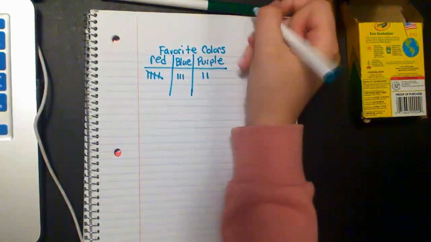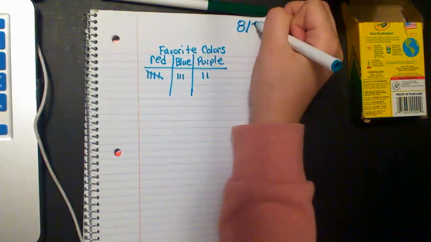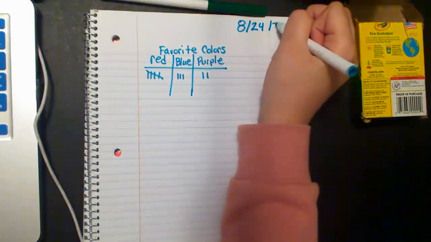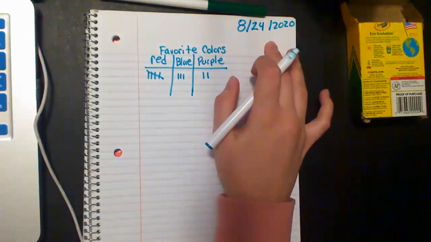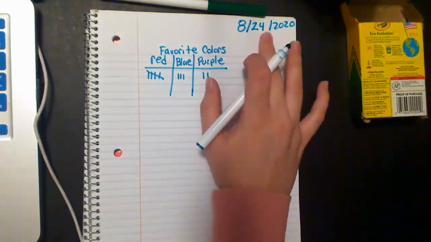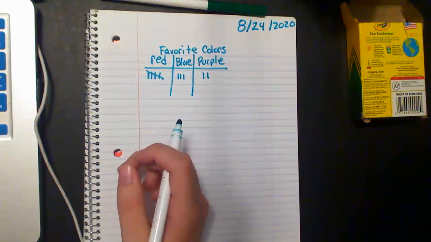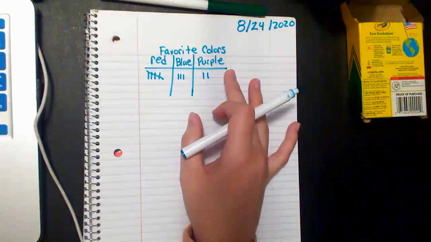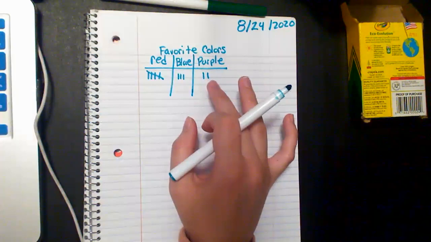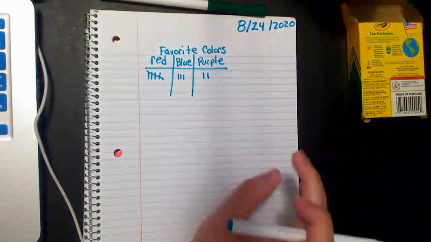So let's go ahead and write today's date, 8/24/2020. Okay, please write the date in which you do this assignment. Even if it's not this same day, please write the date in which you do it, and then please upload it when you finish this assignment. So I already have my table written here. You don't have to write this, but if you do want to, go ahead. But it'll be here the entire time.